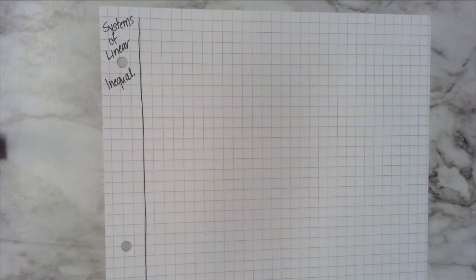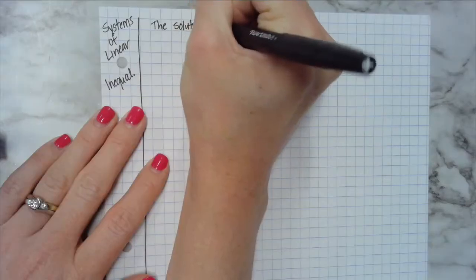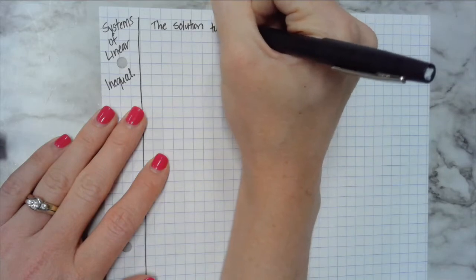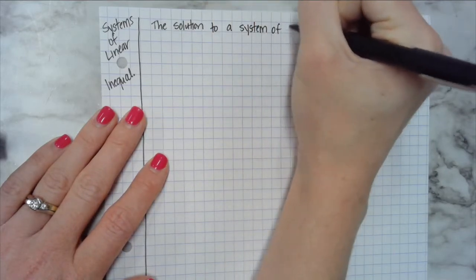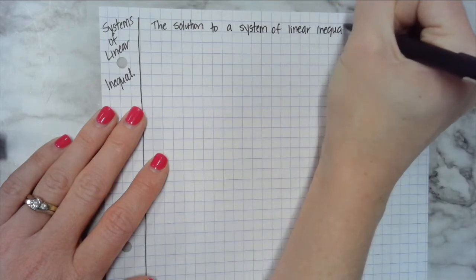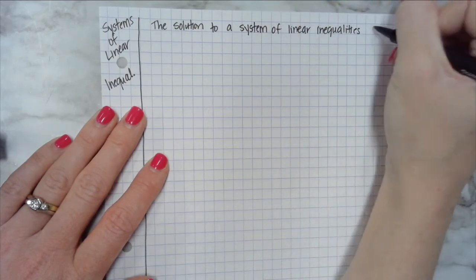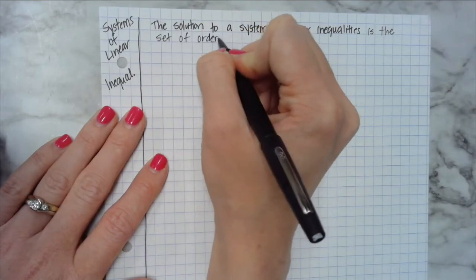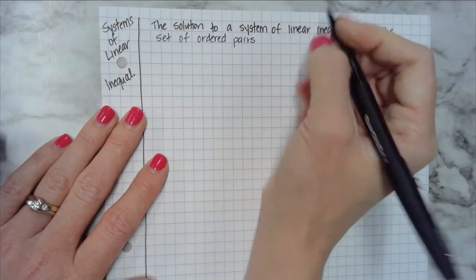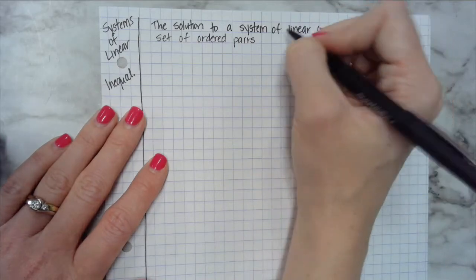And so that's the difference. For a system of equations, it's one point. For a system of inequalities, it's all the solutions in that shading overlap. The solution to a system of linear inequalities is the set of ordered pairs that satisfy all the linear inequalities.